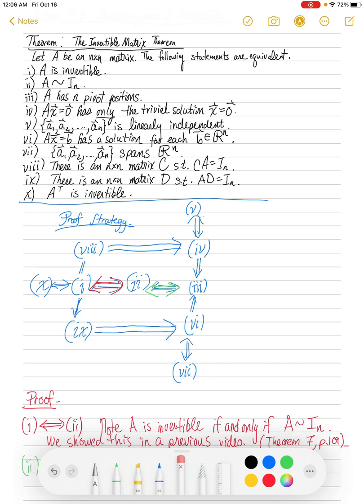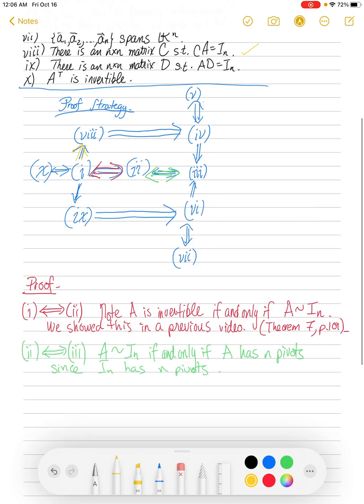1 implies 8. It's going to be in yellow. Oops, it disappeared on me. It wasn't supposed to disappear. So we're doing one direction this time. 1 implies 8. So how do you prove 1 implies 8? You're going to assume 1, and you're going to work your way to 8. So we're going to assume A is invertible. Suppose A is invertible. That's what we're assuming, 1. And we somehow have to work our way to 8. We have to show that there's an n by n matrix C such that C times A is the identity.